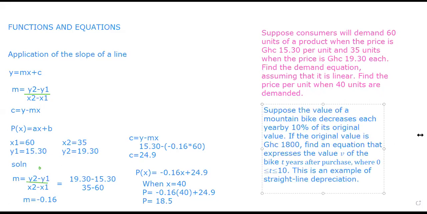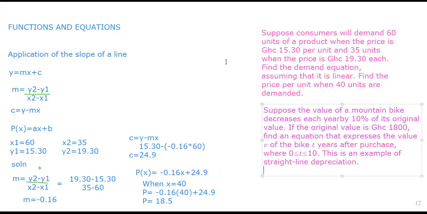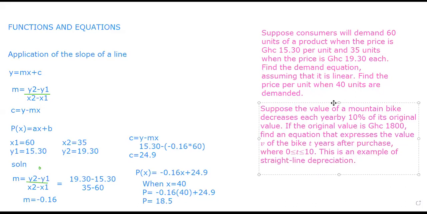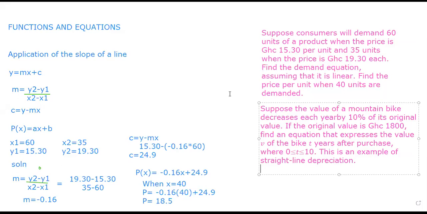So I have a second question here. Let's solve that one also. The one who read for me, kindly read again. Okay, sir. Suppose the value of a mountain bike decreases each year by 10% of its original value. If the original value is 1,800 Ghana cedis, find an equation that expresses the value V of the bike T years after purchase, where T is greater than or equal to zero and less than or equal to 10. This is an example of straight line depreciation. Thank you very much.